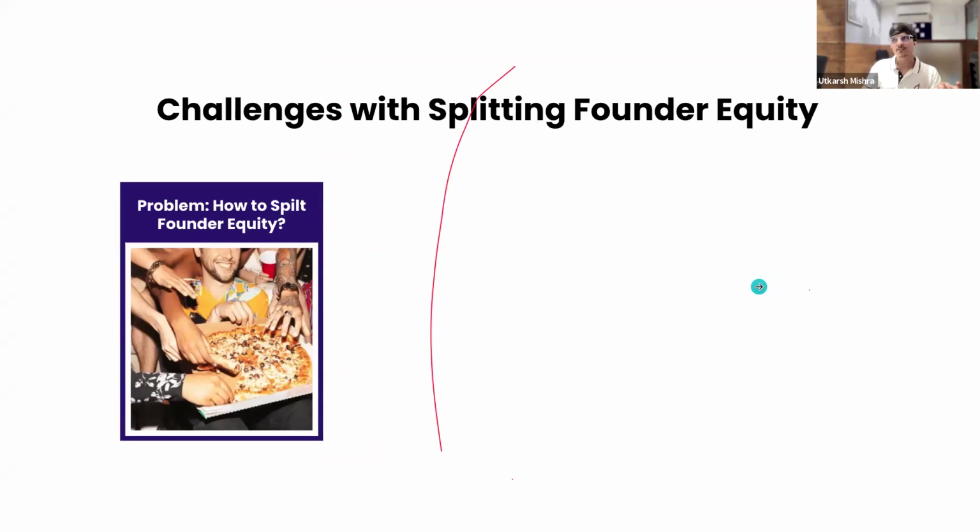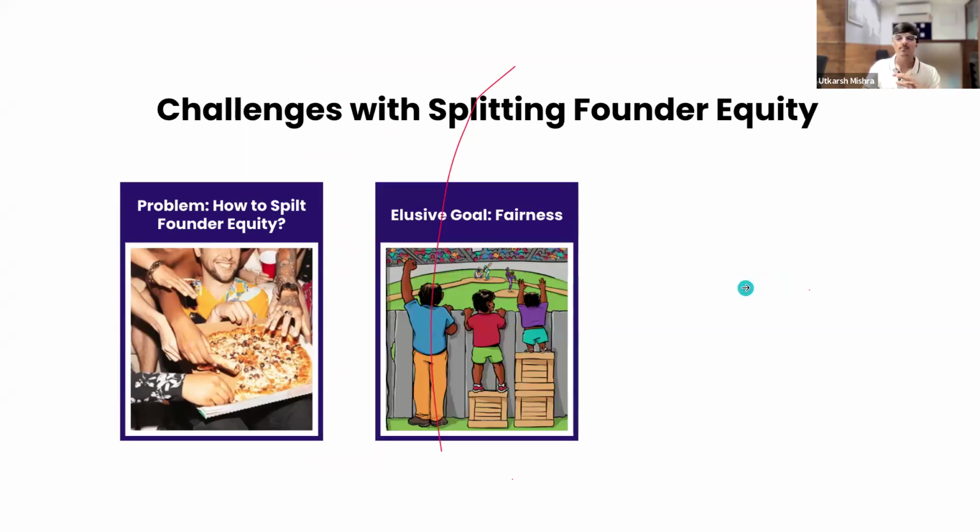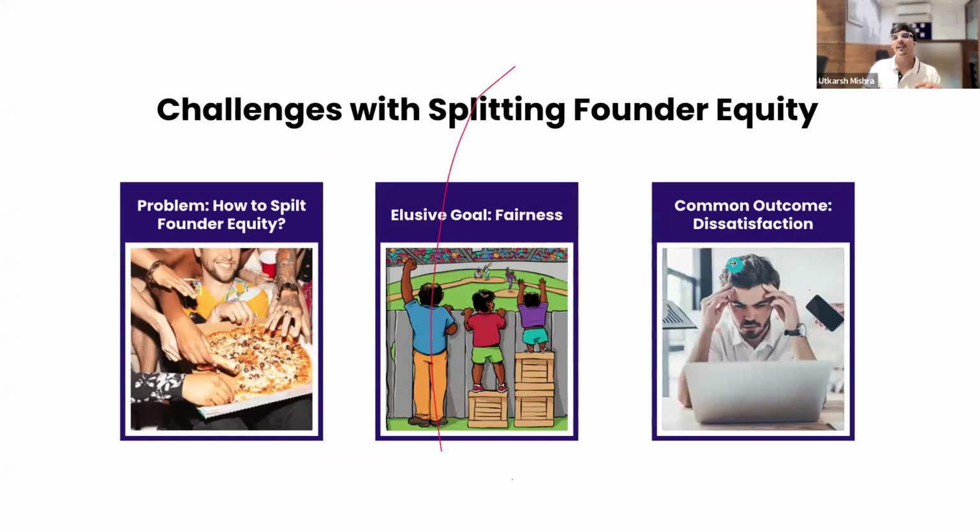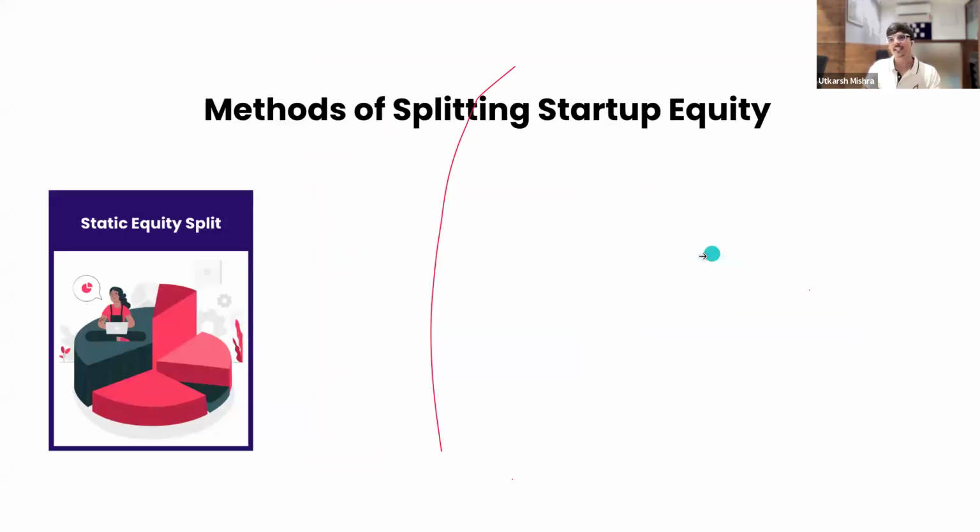Generally, there are a lot of challenges with founder equity splitting, and a lot of methods are there. Generally, the goal should be fairness, and if not done correctly, it can lead to dissatisfaction. Then there are different types of equity splits, like the static split, in which one founder, who brings in the money, leads and does all the work, holds the majority of the stake, like 50, 60, 70%, and the rest is left with the other founders.